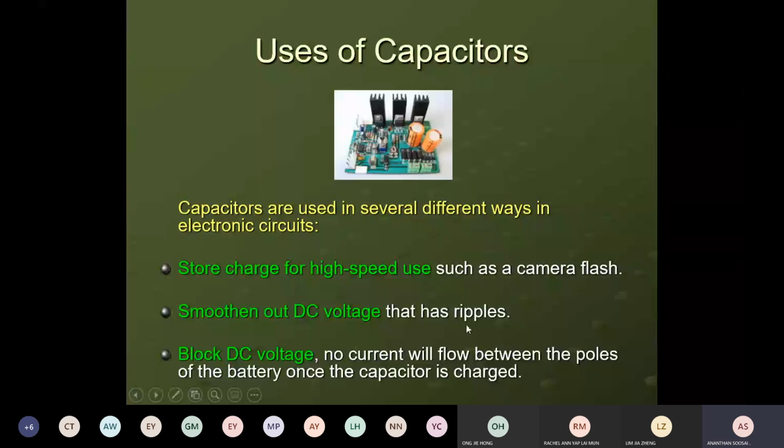And the third one I already told you just now, in the earlier picture: block DC voltage. Why do we want to block DC voltage? Like someone wants to sing using a microphone connected to a speaker. The microphone produces alternating current, and the alternating current must reach the amplifier and the speaker later. But we don't want the power supply connected to the speaker, which is a direct current, to reach your microphone, or you will be electrocuted. So the capacitor plays a role to block DC voltage from the speaker. So these are the three main uses for a capacitor.